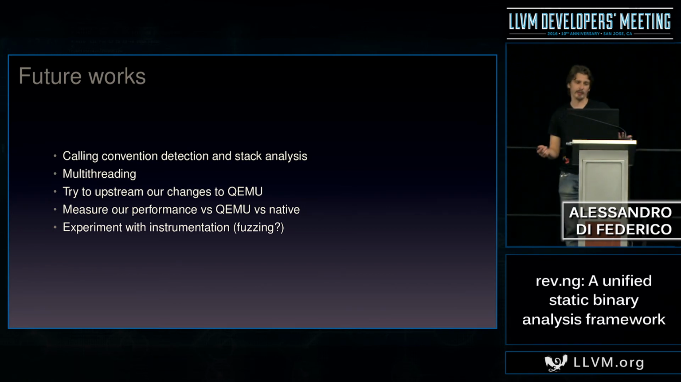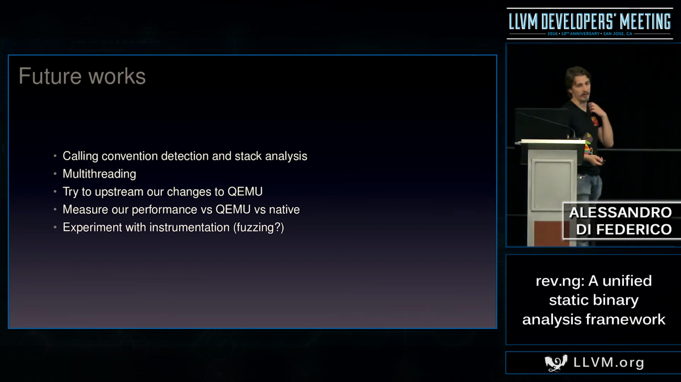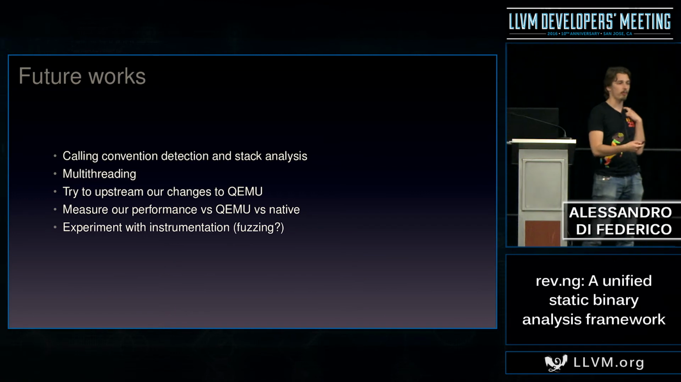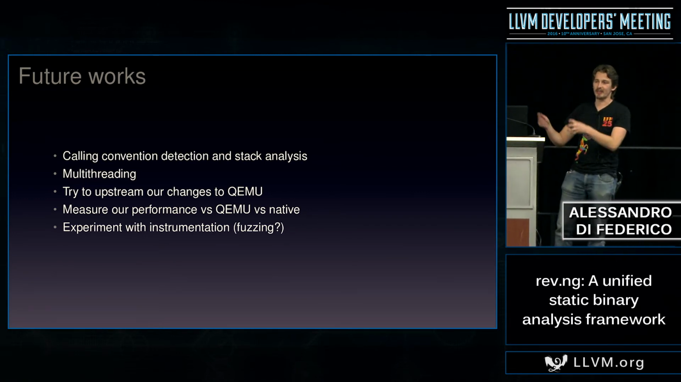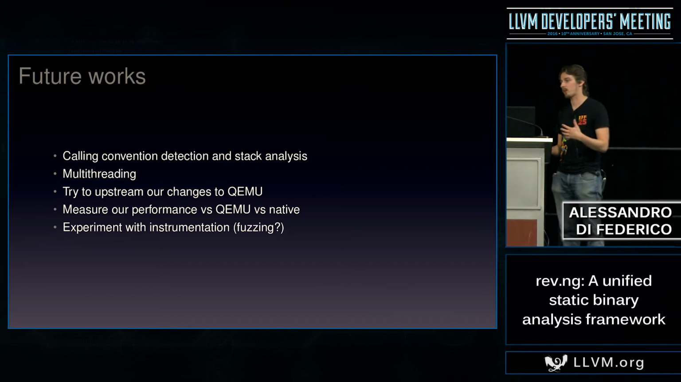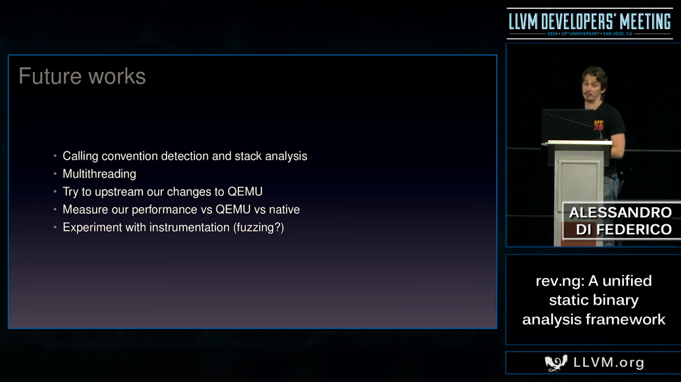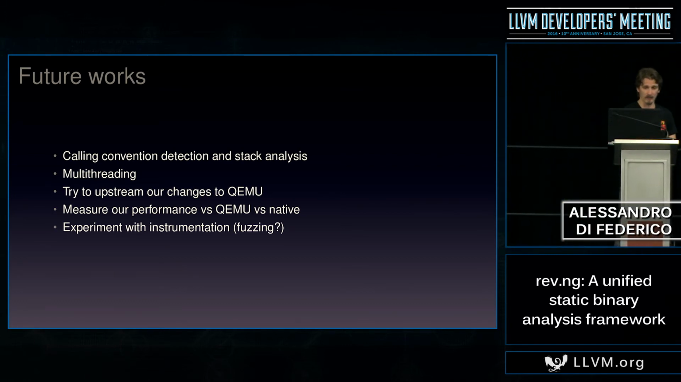Add support for multi-threading and try to upstream our changes to QEMU. Because apparently there are many people who want something that, given a basic block, can give you some intermediate representation. And since it's a common need, it might be interesting to try to upstream it to the QEMU project.